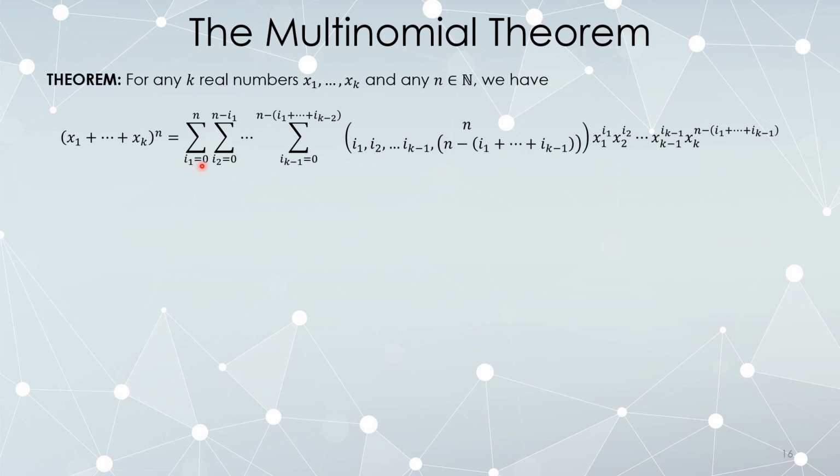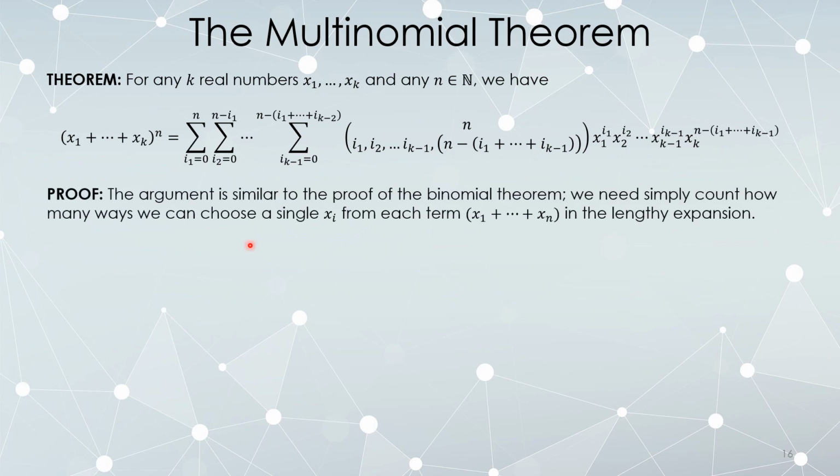We're saying, first, let an index go from 0 to n. The next index goes from 0 to n minus all the indices that have been chosen before. The next index, I3, would go from 0 to n minus all the indices that have been chosen before, I1 plus I2. At the end, you have I sub k minus 1 goes from 0 to n minus the sum of all the indices that have come before. For each choice of I1 through Ik minus 1, you get this term, this multinomial coefficient, times these various powers of all of the x's.